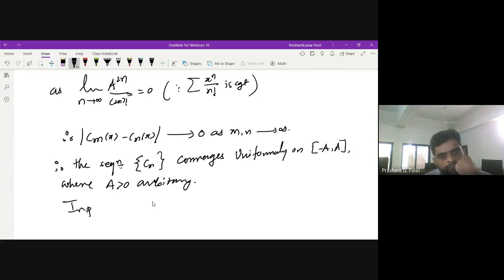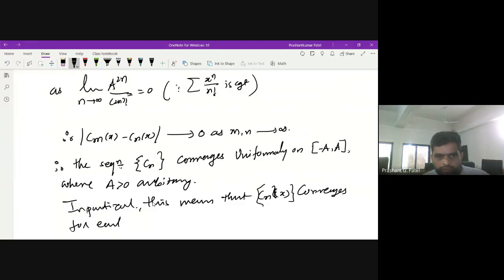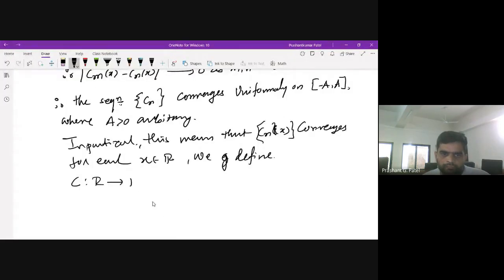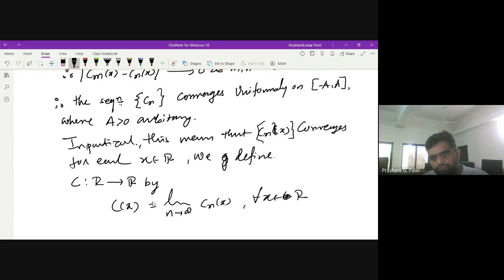So in particular, let us consider that Cn of x is converged for each x in R. We define whatever function we define as C, which is R to R, by C of x is equal to limit Cn of x as n tends to infinity, and this is for every x belonging to R. And since each Cn is continuous, C will be continuous, because we have learned that under uniform convergence, continuity is preserved.